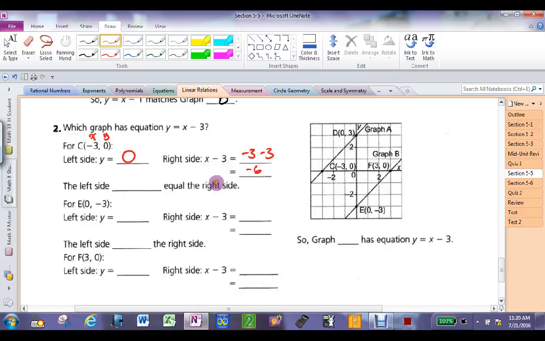Negative 3 minus 3 is what? Negative 6. Does the left side equal the right side? No, the left side doesn't equal the right side. So what does that mean? That means this point can't possibly be in that equation, which means this graph can't possibly be that equation. So do I need to even check point D? No. Okay? I don't need to check it, because it's not there.